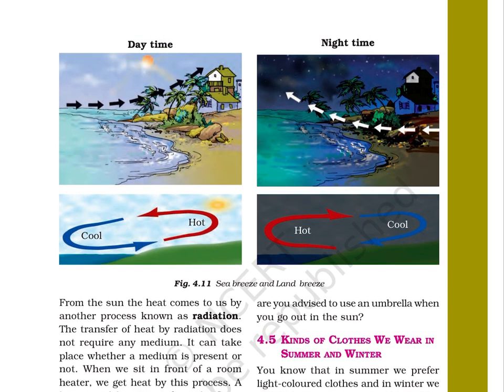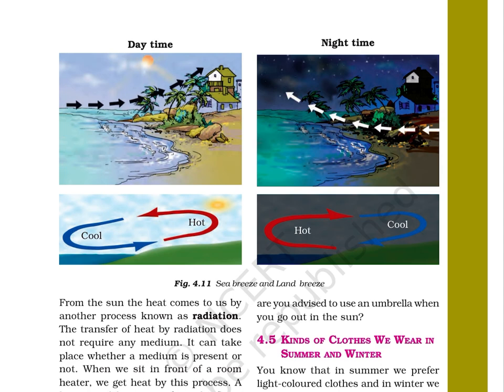First scenario is of daytime. A house is close to a beach. A stream of arrows is coming from the beach towards the house. A picture below it makes us understand that cool air is coming from the sea towards the land and hot air is going from the land towards the sea.